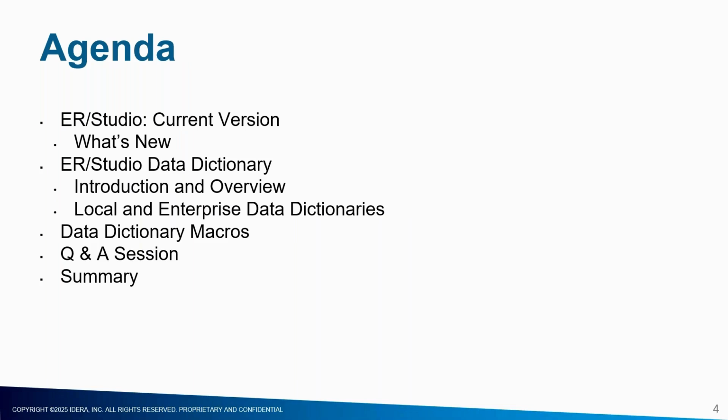We'll then go into the main topic of the presentation, which is related to the EOS Studio Data Dictionary. We'll do a quick overview and intro as to what it actually is and also why you might want to use it. As part of that, we'll cover things like local and enterprise data dictionaries, the different objects that you can store in the data dictionary. We'll also talk a little bit about some of the macro scripts that you can use to interact and work with data dictionaries as well.